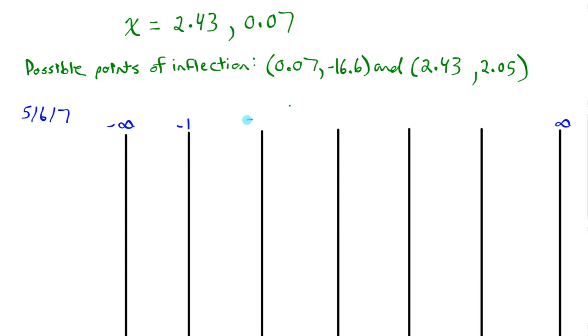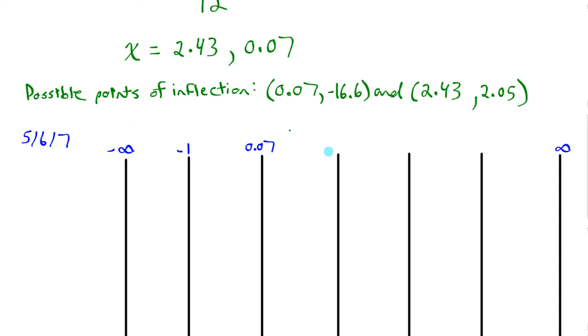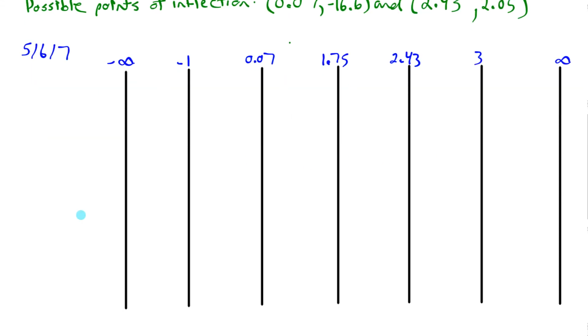lines. And the reason why I need 7 is because we always need one on the far left for negative infinity, one on the far right for infinity, and then in between we have to put the x values of the critical points and possible points of inflection in ascending order. So negative 1, 0.07, 1.75, 2.43, and then 3. And I need to test a value within each interval in the first and second derivative, and then comment on what that tells me about the original function.